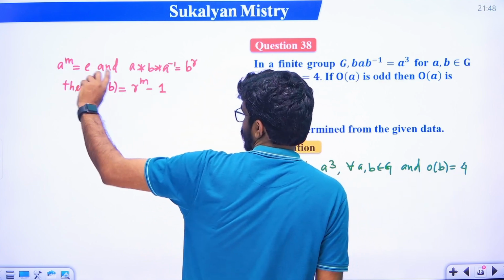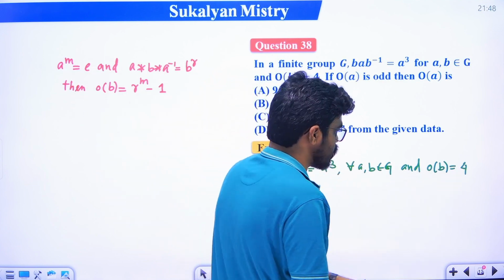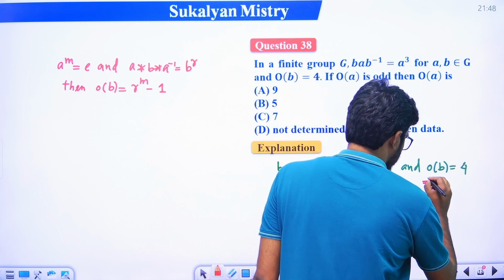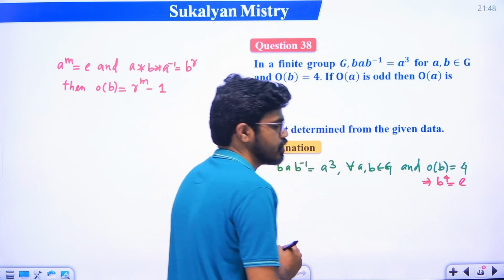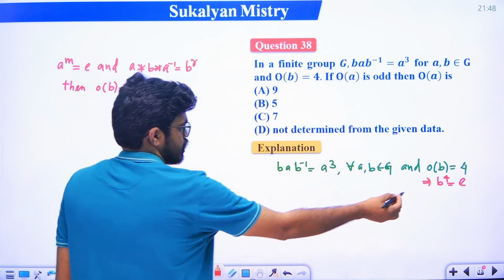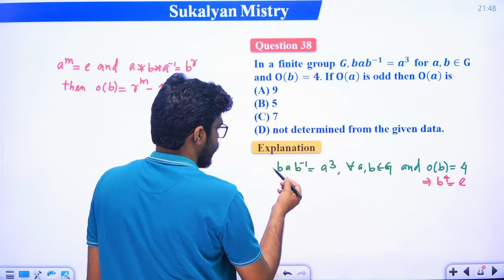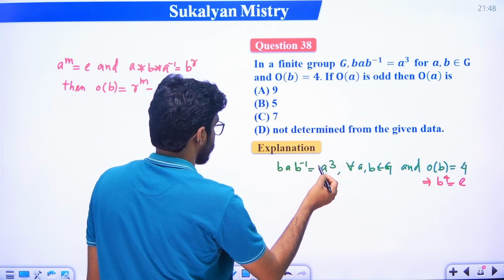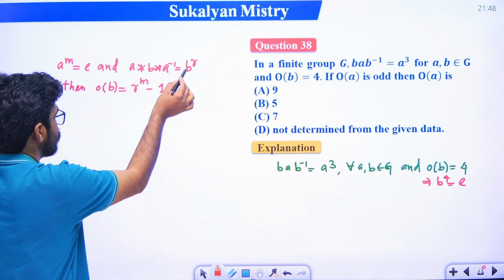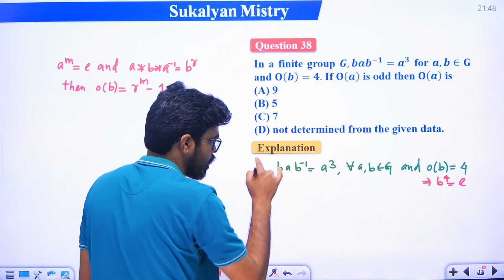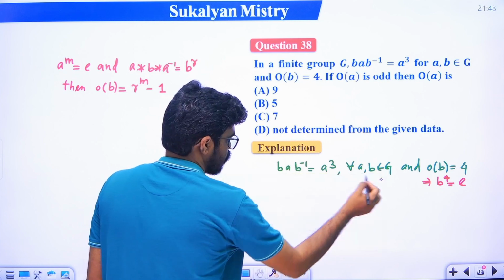Order of B is 4, that means B to the power 4 is E. That means it is in the form A to the power m is E and A B A inverse is equal to B to the power R. So what will the order of B be? Here it is R to the power m minus 1. Here, what will the order of A be? What is the order of A?